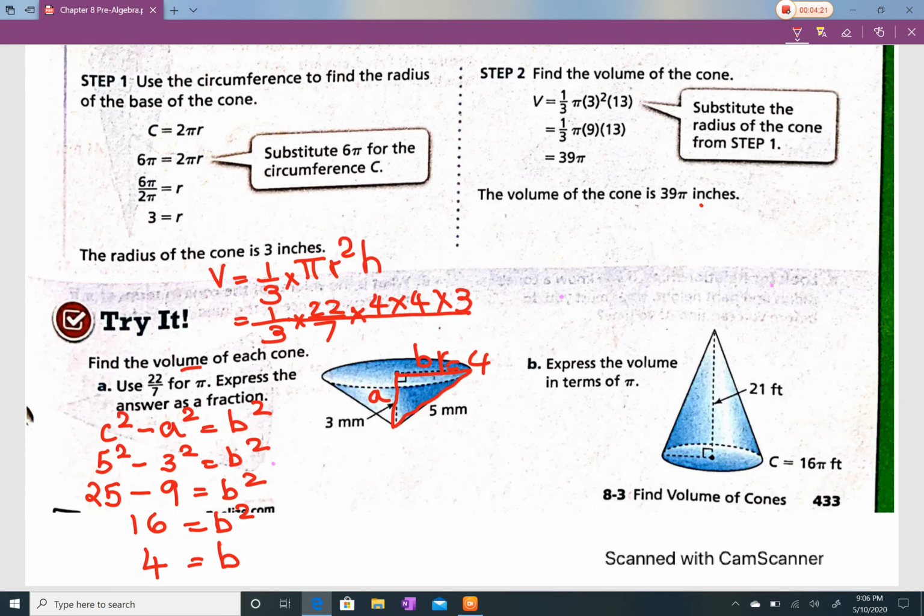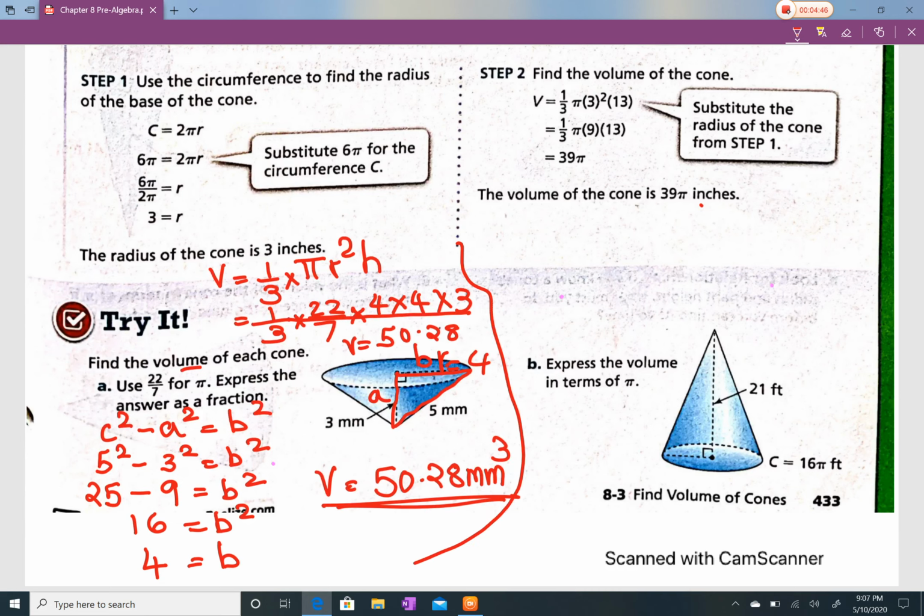Okay, so we are done with this question. Now we are going to look at the other one. Express the volume in terms of pi. In this case they gave me the height which I need, but again the radius is not given, but they gave me the circumference. So I need to know what the formula for circumference is. 2 pi r. The circumference is 16 pi is equal to 2 pi r.